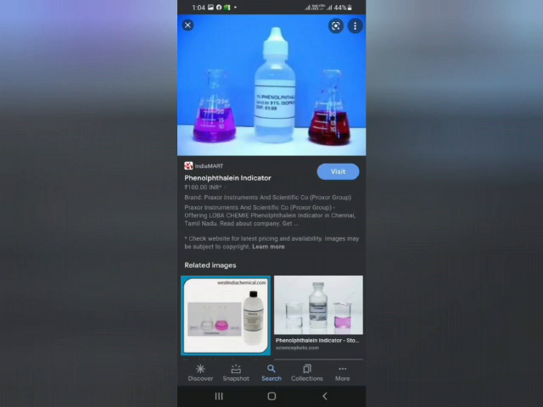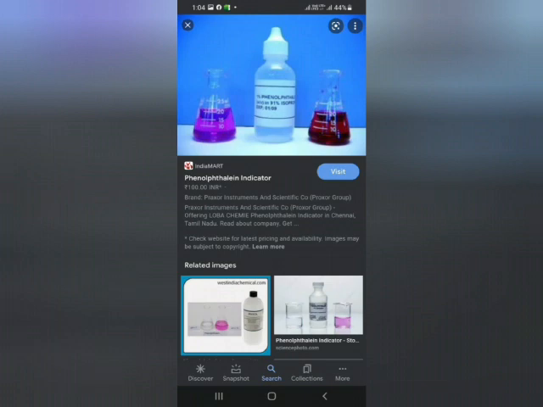Next one is methyl orange. Methyl orange is one of the indicators commonly used in titrations because of its clear and distinct color change. It gives a red-orange color with acids and a yellow color with bases.